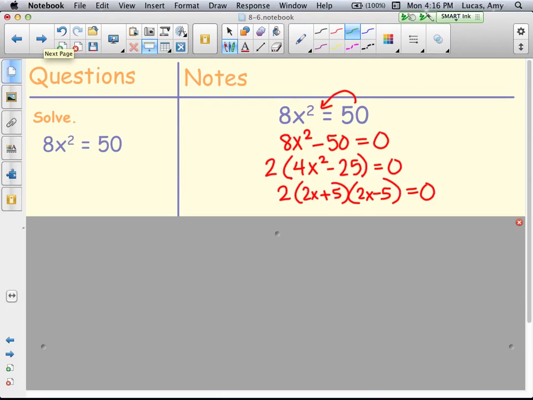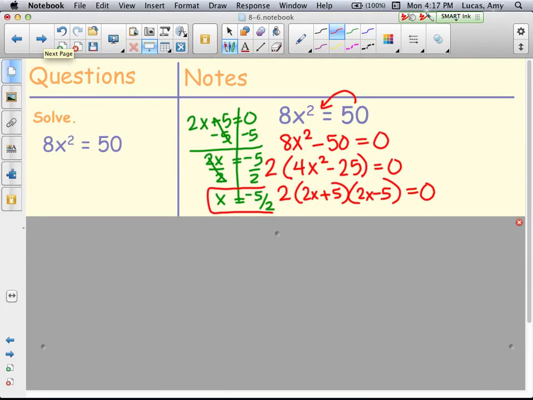So to solve each of these, 2x plus 5 equals 0. I would subtract 5. 2x equals negative 5, and then divide by 2. So x equals negative 5 halves is one of my solutions.